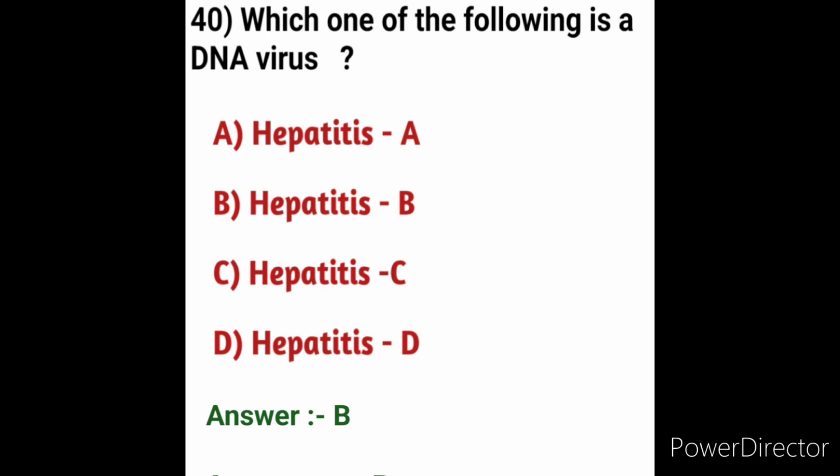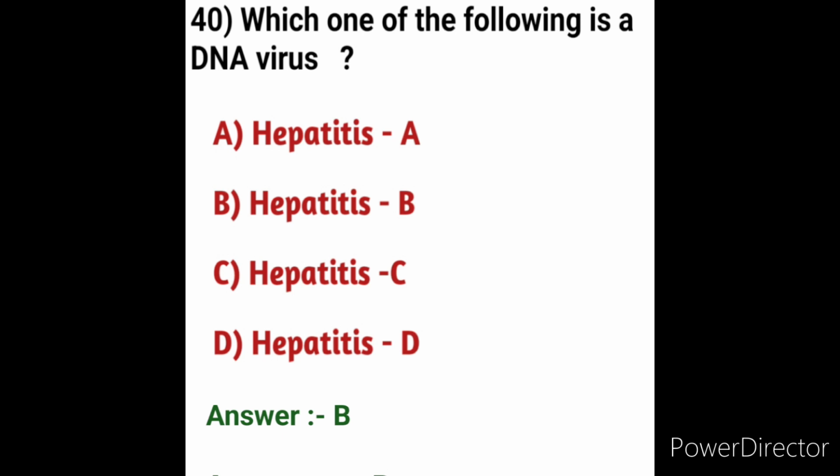I apologize to all my dear viewers: in the previous video, part 2, in the 40th question, I made a mistake. Actually, hepatitis B is a DNA virus, but hepatitis A is an RNA virus. In part 2, at question 40, which one of the following is a DNA virus, I explained that hepatitis A is an RNA virus, but I mentioned the answer as hepatitis A, when the DNA virus is hepatitis B.